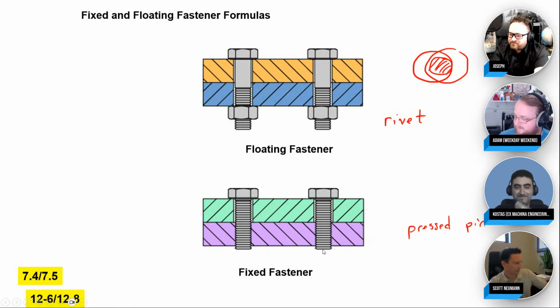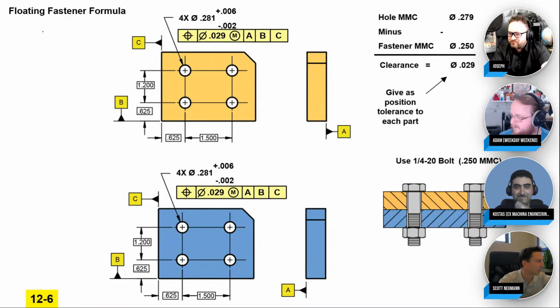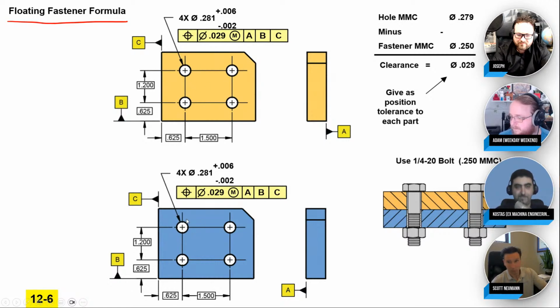All right, well, great. Let's learn both of these formulas for the calculations on our position tolerances here. So we'll start with the floating fastener. That's where we have our two parts, the orange and the blue. The orange has clearance holes in it, and the blue has clearance holes in it. And the ultimate goal is to make sure that the orange holes can't be off their perfect location too much, and the blue holes can't be off their perfect location too much before it won't assemble anymore. So how do we assign the tolerance for this?